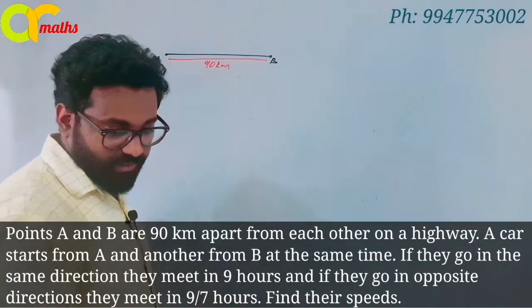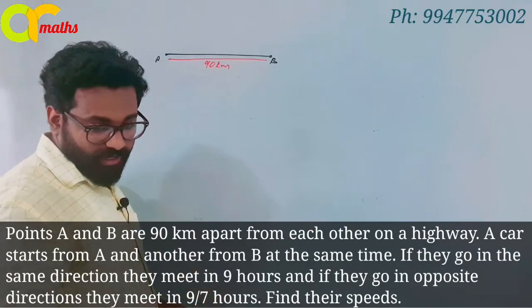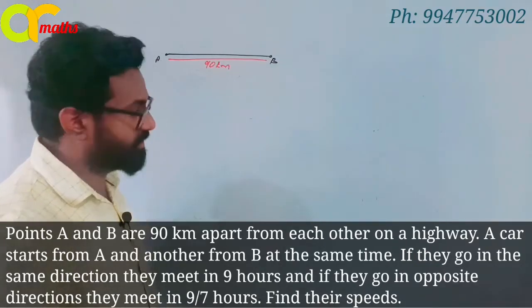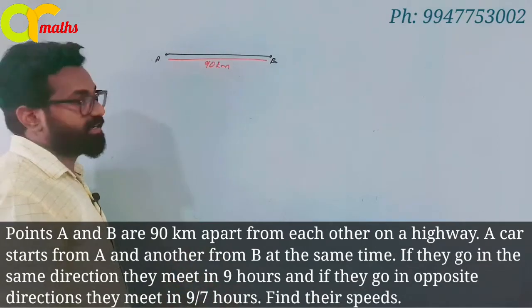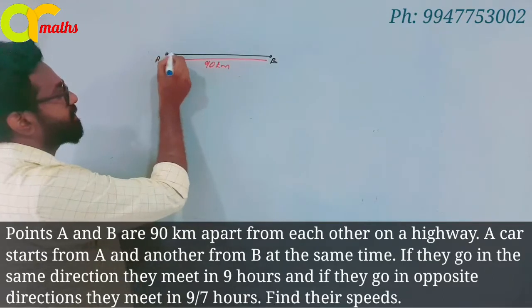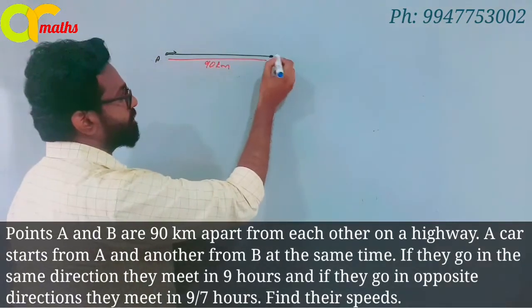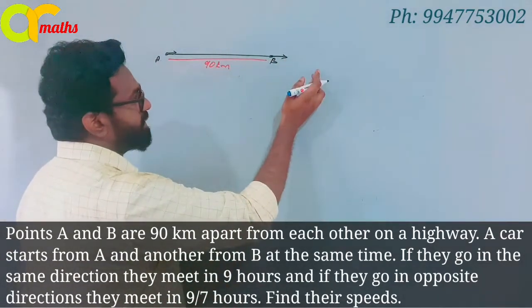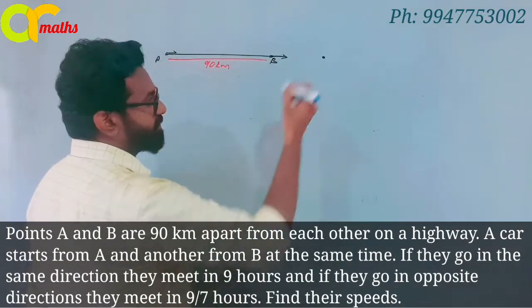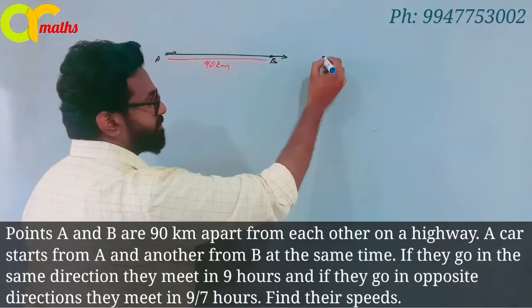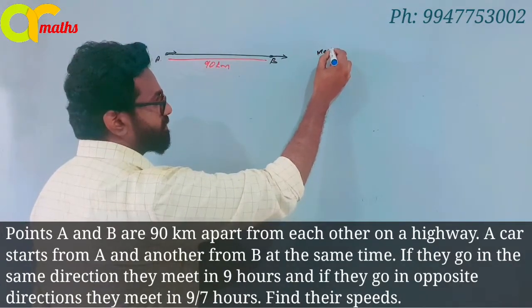One car starts from A and another car from B at the same time. If they go in the same direction, they meet in 9 hours. So A travels from here in this direction, B travels from here in the same direction. Then they will meet at some point, suppose this point. Here A and B meet.